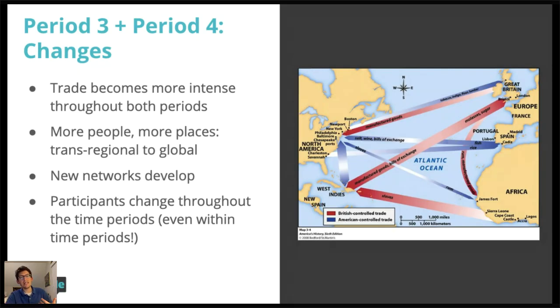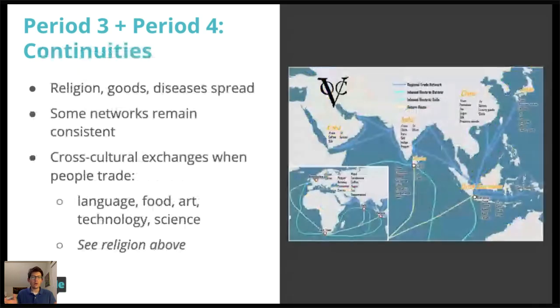Now, what are things that stay the same? What are the things in time periods 3 and 4 that stay relatively consistent? First of all, along with goods, religions, diseases, and cultures spread. I guess religion is part of culture. Science, technology, right? All of those things spread along with the items that are being traded, the goods being traded.